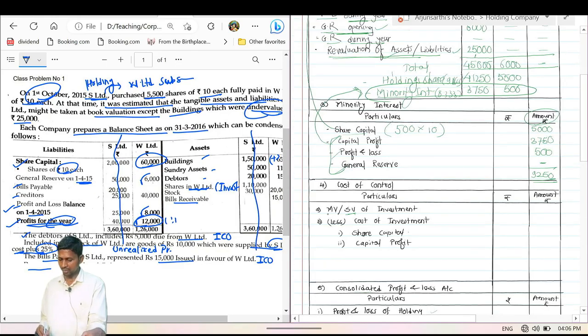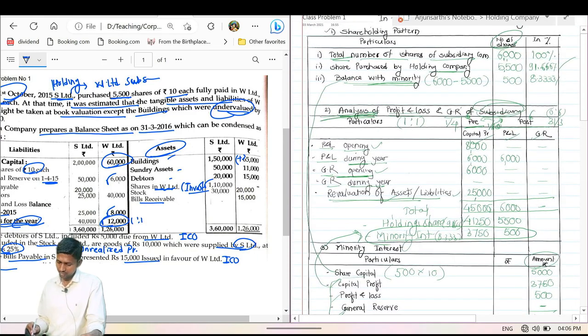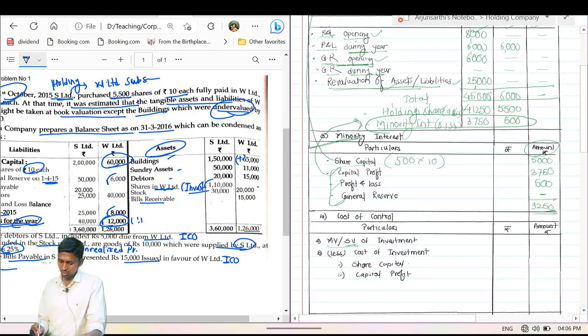And then after that, market value or sale value of investment. Market value or sale value of investment, that always you will get from asset side of the holding company. Now what do we have to do? We have to look at the holding company's balance sheet too. So what is the value of investment given in the holding company's balance sheet? Market value 110,000 rupees. In this note, don't look at the holding balance sheet at all. Correct. There is no need to look in this one either.